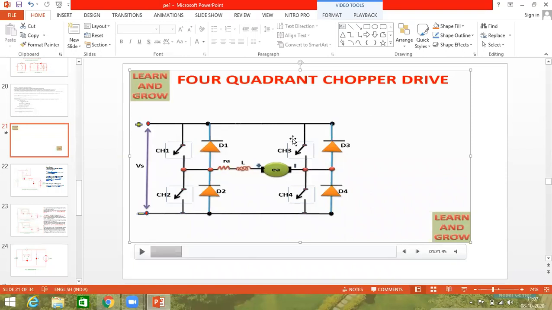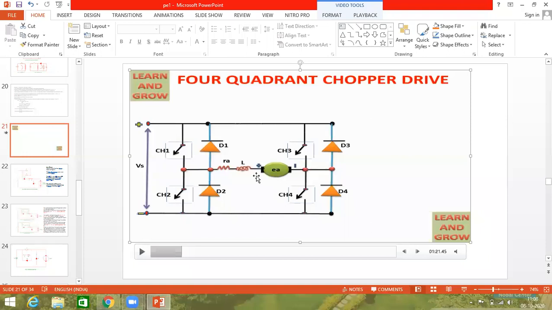I'll make it very fast now because already this one is understood. We have discussed. When the supply is on, case 1 I am repeating, when the supply is on with CH1 and CH4 under on condition, the direction of current starts from Vs plus to CH1, CH1 to inductor, inductor to motor, motor to CH4, CH4 to the Vs minus. During this process, the inductor energizes and the motor accelerates and gains kinetic energy, rotating in forward direction.